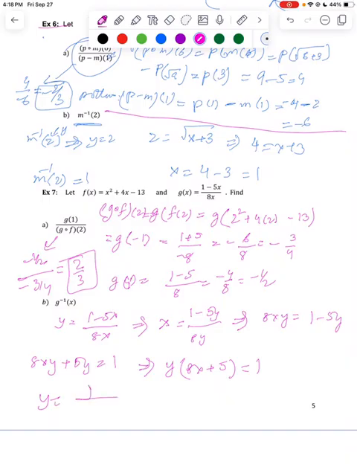which means g inverse of x is equal to 1 over 8x plus 5. So that is your inverse function. Okay, so that's it for section 2.8.